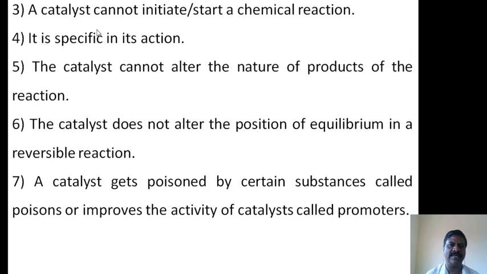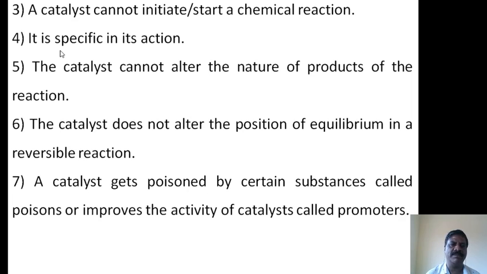The third character of a catalyst is that a catalyst cannot initiate or start a chemical reaction, but it alters the rate of the reaction. The fourth one is that it is specific in its action. It has a specific action, meaning it either speeds up the reaction or decreases the rate of the reaction. That specific action takes place by using a catalyst.